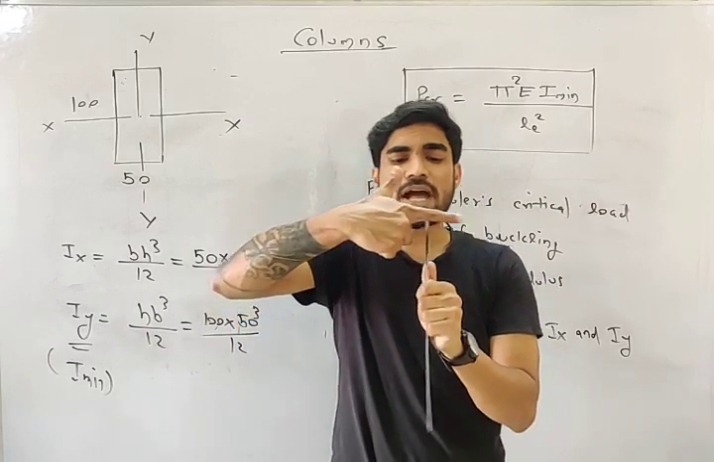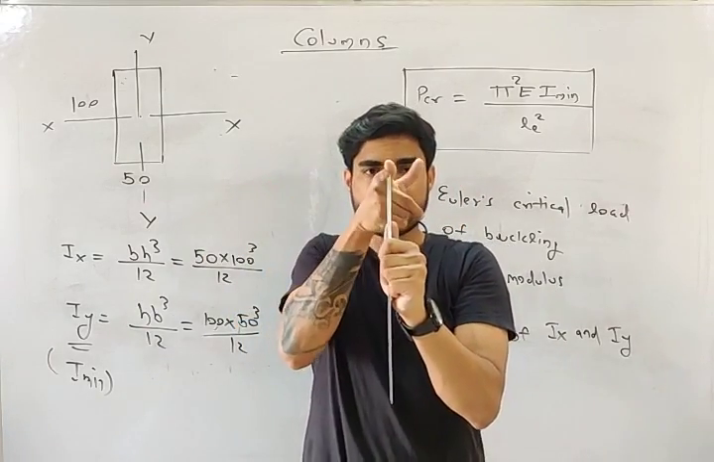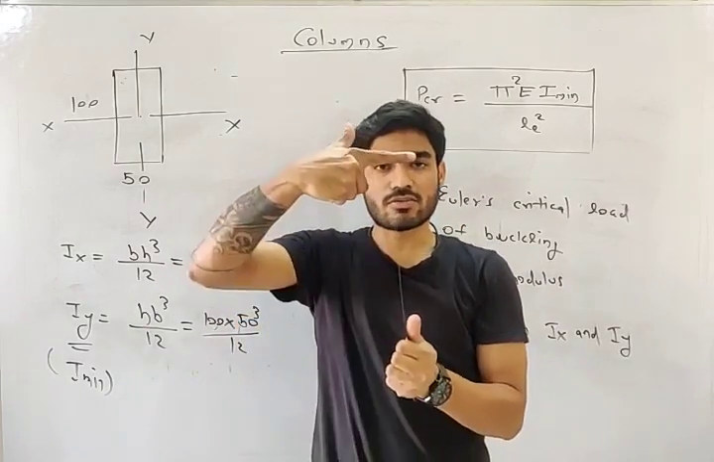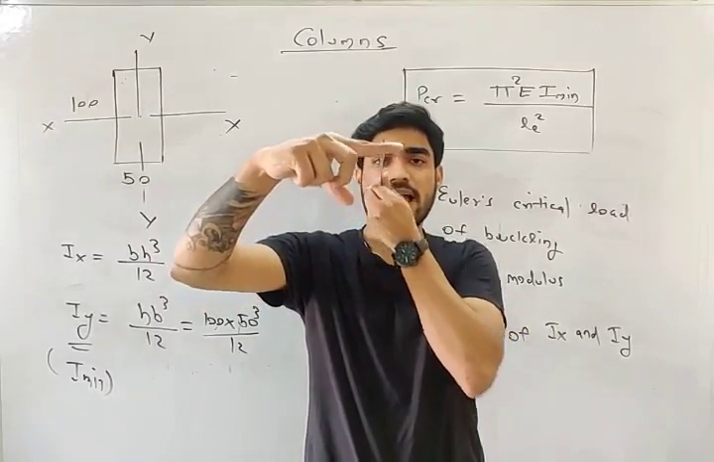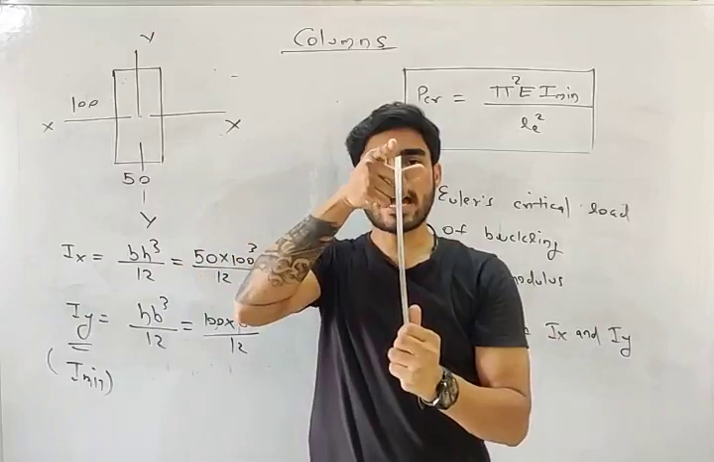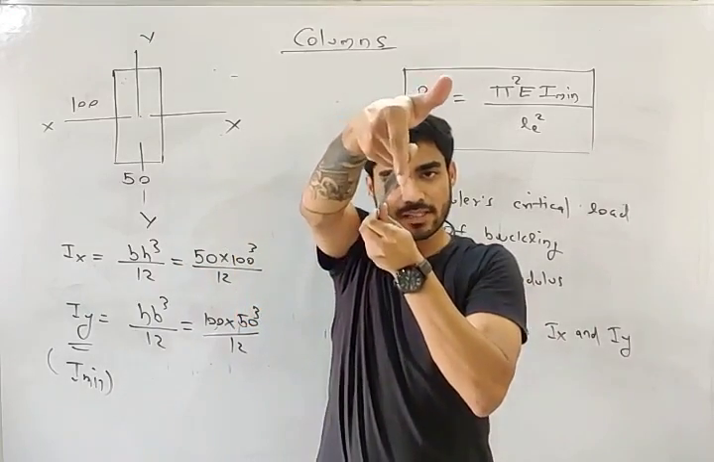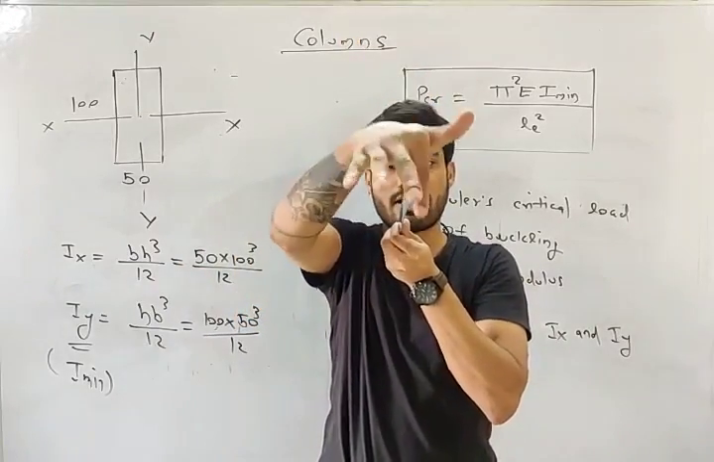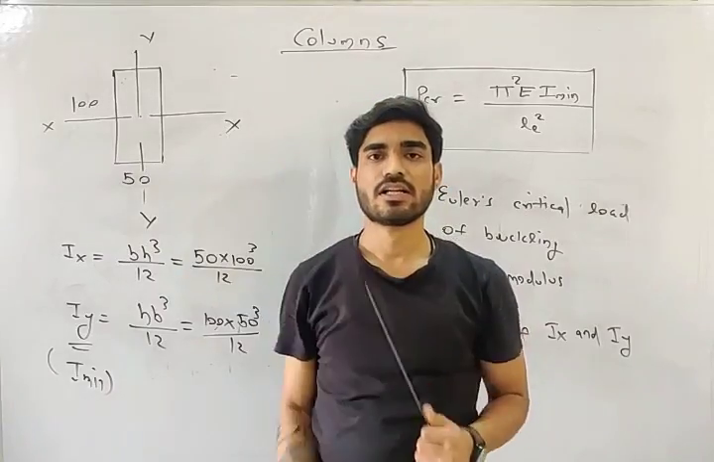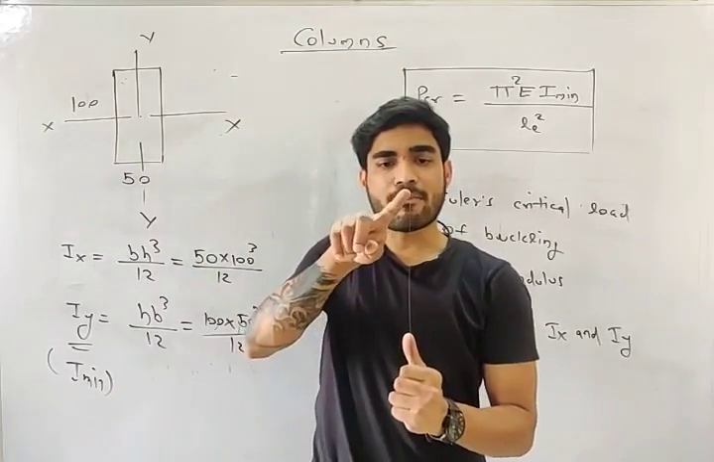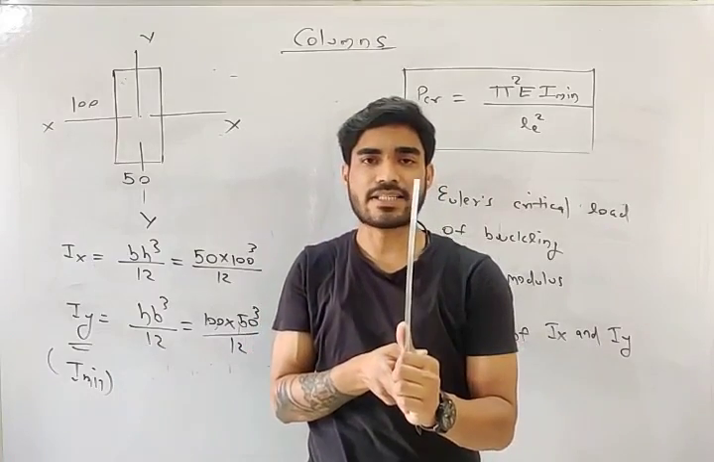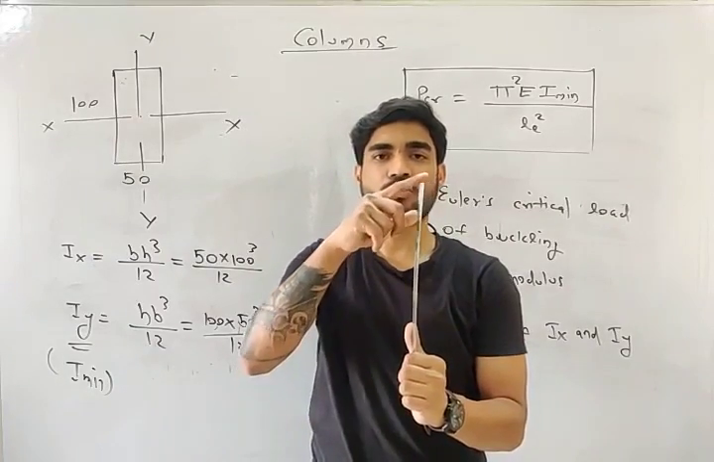Okay, so there are two axes, my friend. One is this axis and one is this axis. This is the x-axis, and this is the y-axis. This is the vertical axis, this is the horizontal axis. Now, my friend, if you apply a compressive load, it can bend about the x-axis and it can bend about the y-axis.